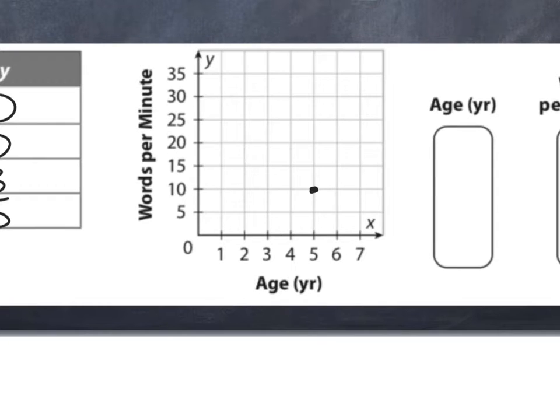Okay, then next we have 6, 20. So you move 6 spaces on the x and 20 spaces on the y-axis. Then we have 6, 23, which is going to be right here, before 25. And then we have 7, 35, which is going to be all the way up here.